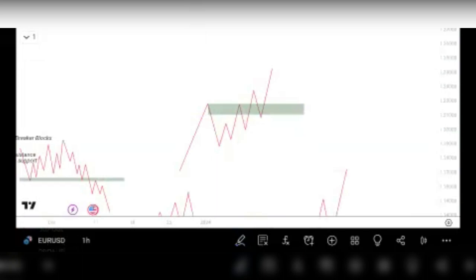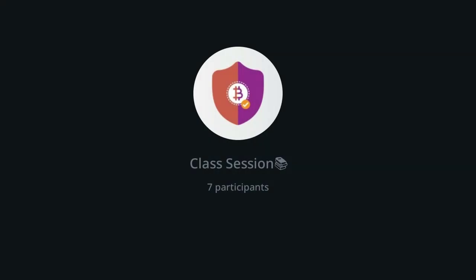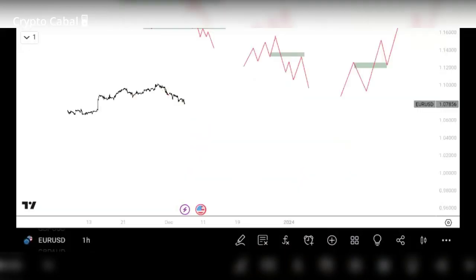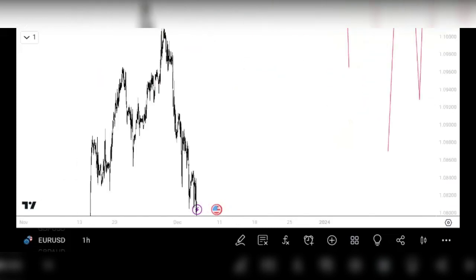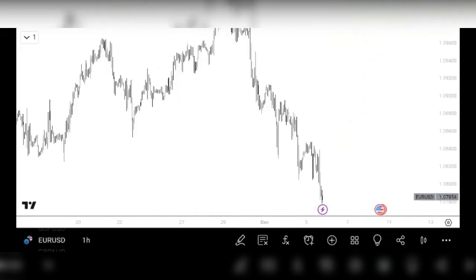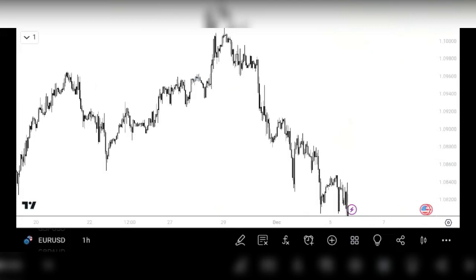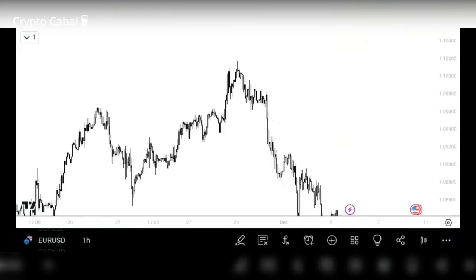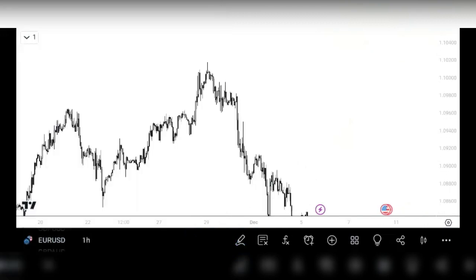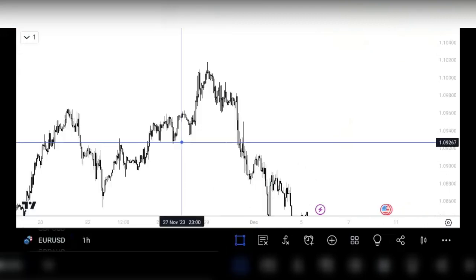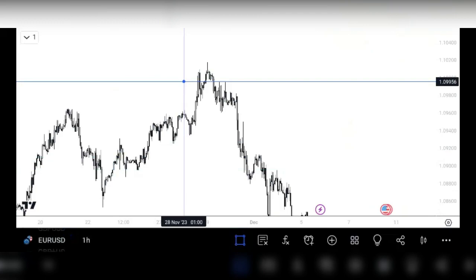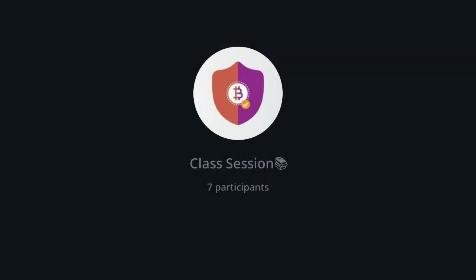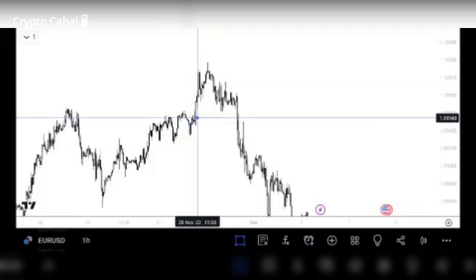So quickly, I'll be diving into my chart and showing you some examples of breaker blocks. It's everywhere. Now, take a look at this. At this point, we are in an uptrend, right? Now, initially, you expect that price will come into this block, or any of these.